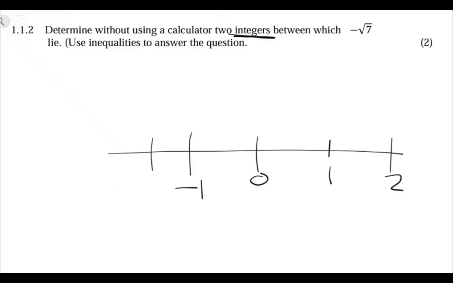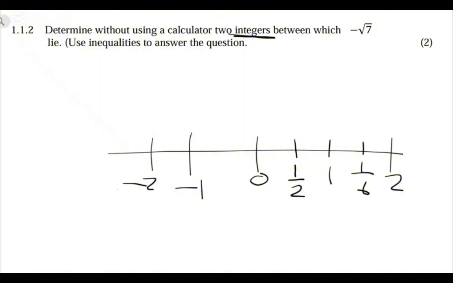Determine, without using a calculator, two integers between which -√7 lies. In other words, they just want two integers. Let's first define what an integer is. An integer is all the numbers on the number line except the fractions. We have this number line, with 0, 1, 2, -1, -2, all this, but it does not include 1/2, 1/6, something like that. It does not include fractions, and also decimals. If a number includes decimals, it's not an integer.